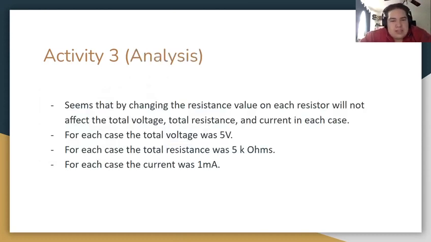So the analysis for activity 3 is that it seems that changing the resistance values doesn't really affect the total voltage nor the total resistance, and it also doesn't affect the current.